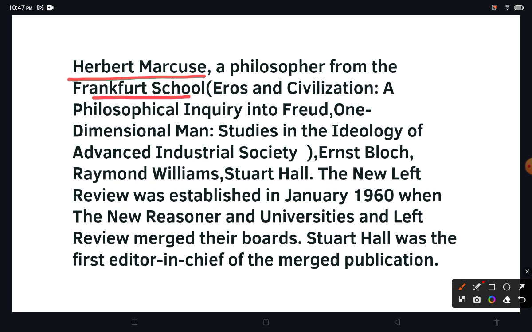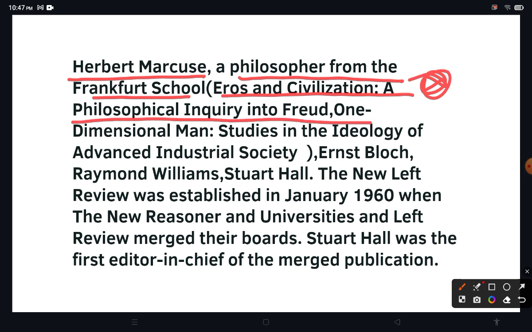He is the philosopher from the Frankfurt School, and he wrote the famous book Eros and Civilization, a philosophical inquiry into Freud. Very important. And also his other book, One-Dimensional Man: Studies in the Ideology of Advanced Industrial Society. So his two books: first, Eros and Civilization, a philosophical inquiry into Freud, where he talks about Freud, and second, One-Dimensional Man, studies in the ideology of advanced industrial society.